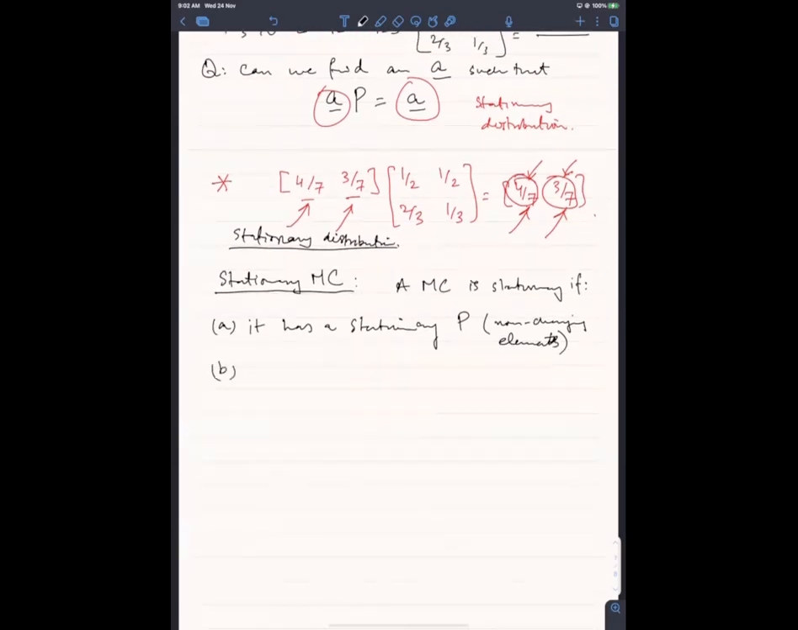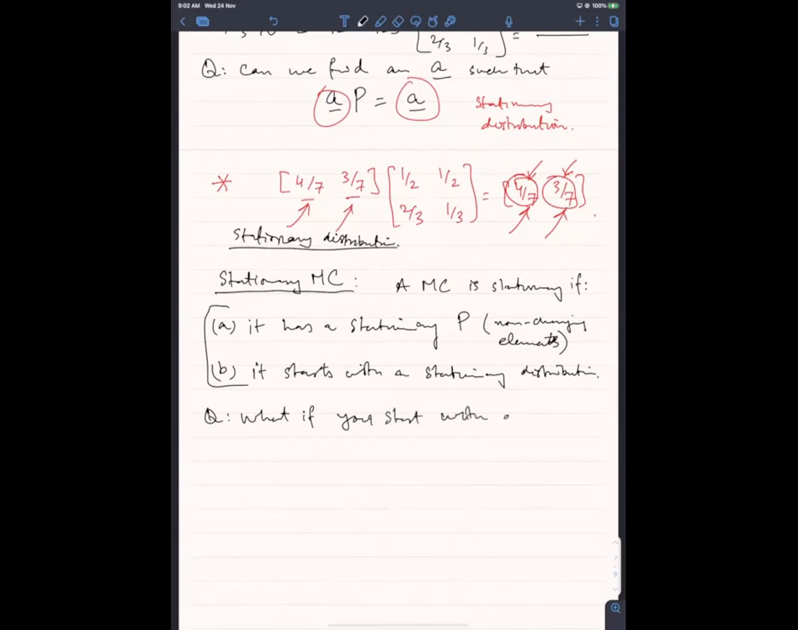And then it starts with a stationary distribution. Starts with a stationary distribution. Then this Markov chain will be stationary. So the question is, what if you don't start with a stationary distribution? What if you start with an arbitrary distribution?